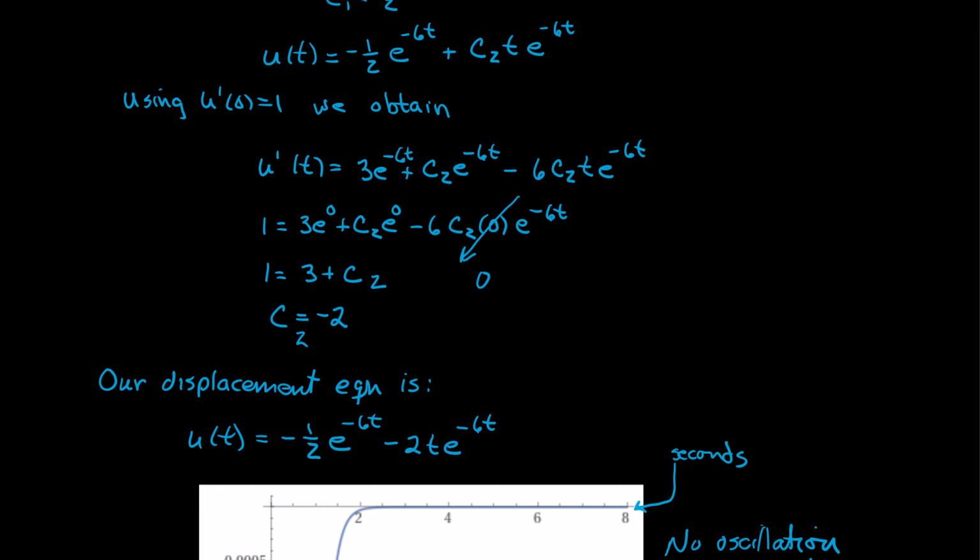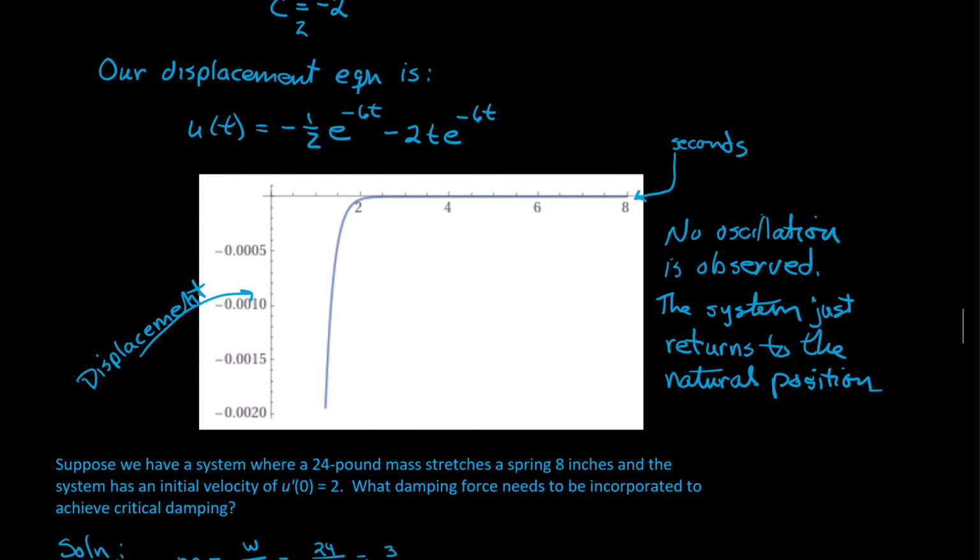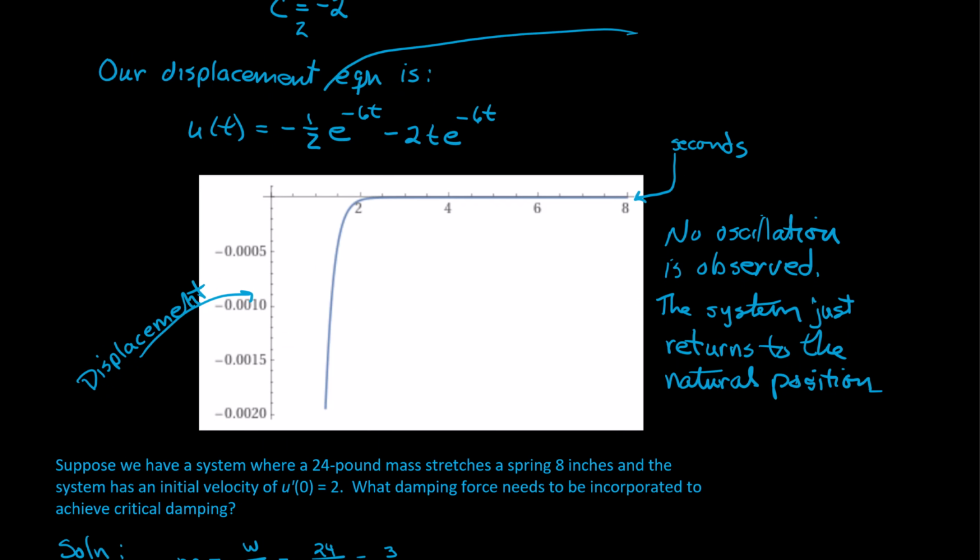Substituting these values in for our displacement equation, we wind up with -1/2 as the coefficient on the first term, -2 as the coefficient on the second term, and there's our displacement equation. If we graph this, the graph looks something like this. Notice the displacement isn't a whole lot, okay? But notice there's no oscillation. Oscillation would look like this.